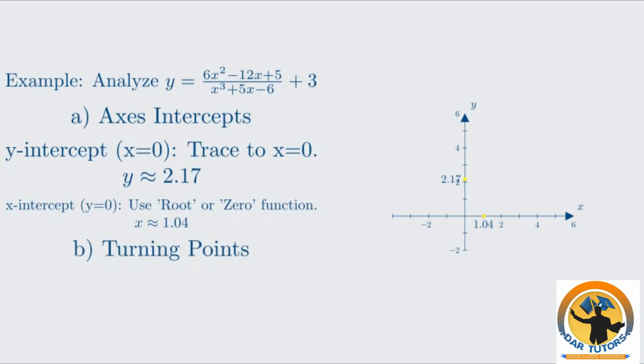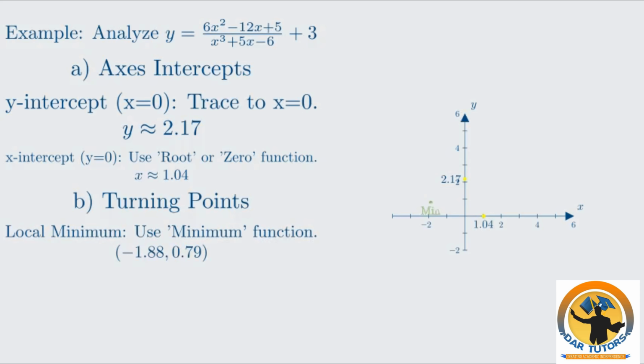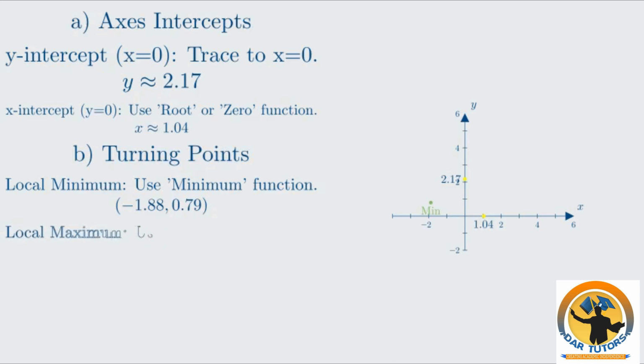Next, let's find any turning points, which are local maxima or minima. Using the calculator's minimum function, we find a local minimum at approximately minus 1.88, 0.79. Using the maximum function, we find a local maximum at approximately 4.00, 3.68.